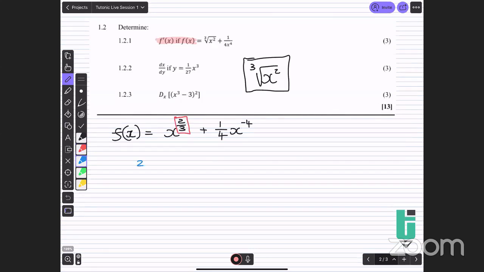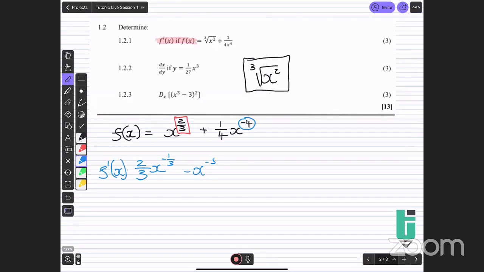So you multiply, so it becomes 2 over 3 x. And 2 over 3 minus 1 is? -1 over 3. Right. And then you multiply by this exponent and it becomes -1, x to the -5. Right, that's f dash x.